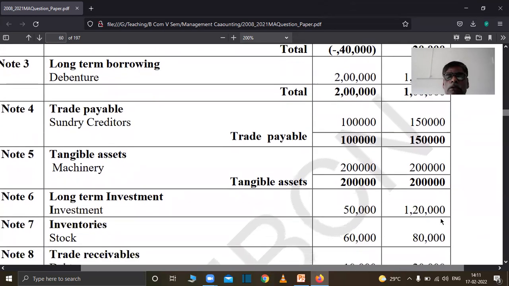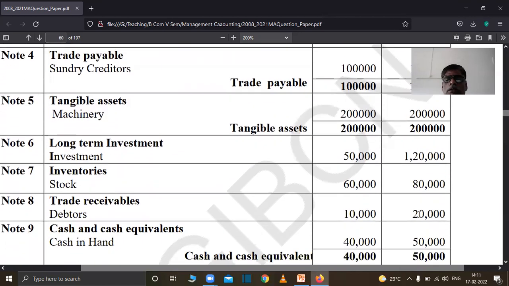Thereafter, long-term investment. Long-term investment 50,000, 1,20,000. So there is an increase of 70,000. So this is application of fund, additional investment made. Stock, debtors, cash. These are the current assets taken in the schedule of changes in working capital. Okay.